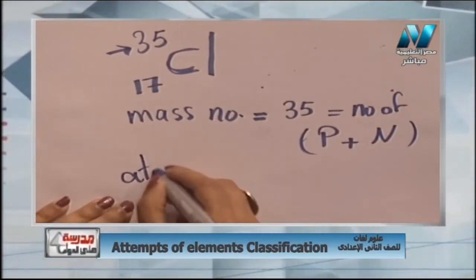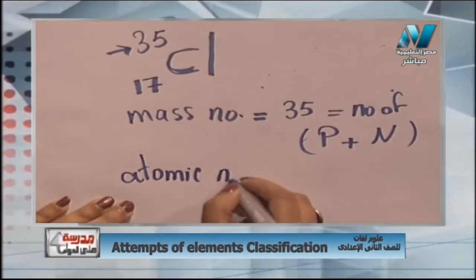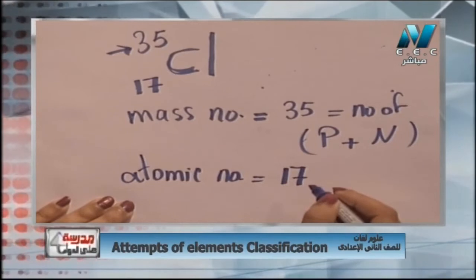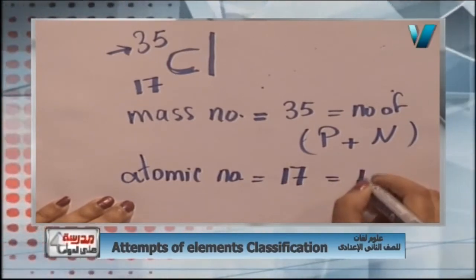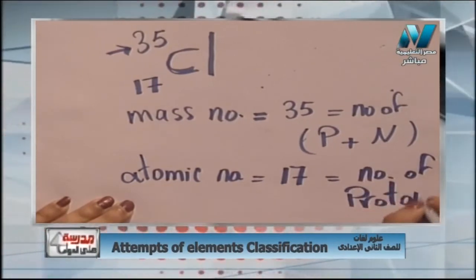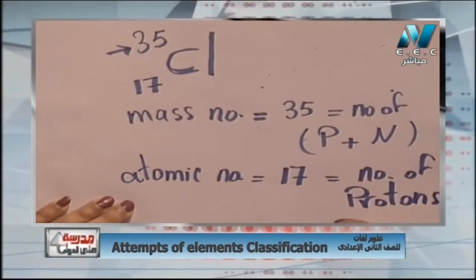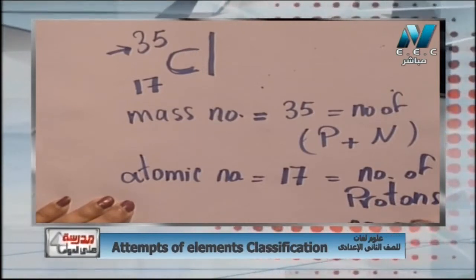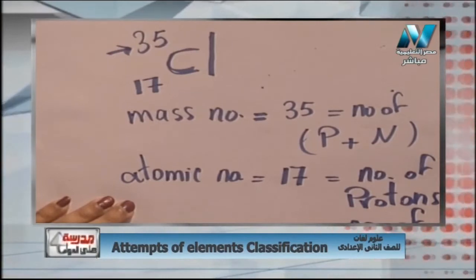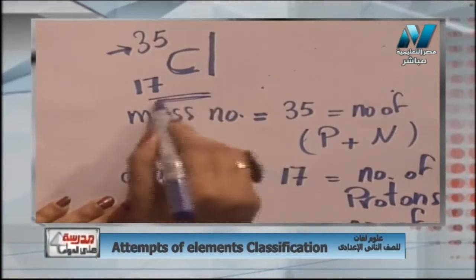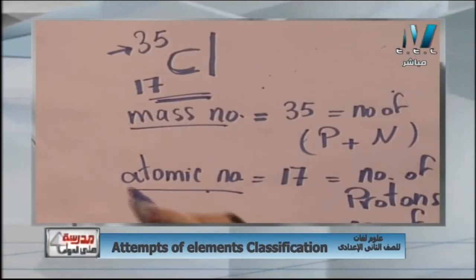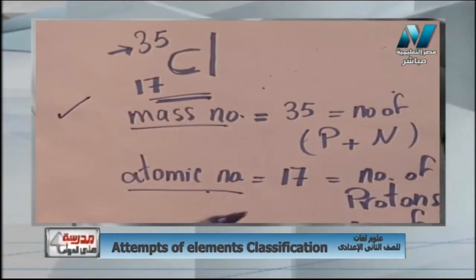Atomic number equals 17. What is the 17? It is the number of protons, which is equal to the number of electrons. So we must know how to calculate the mass number and the atomic number for this lesson, and we have taken this in the first prep.